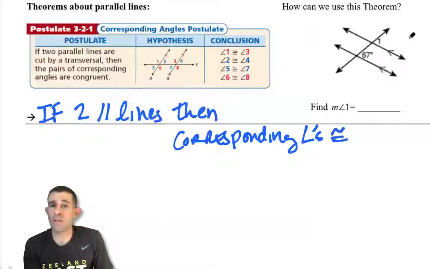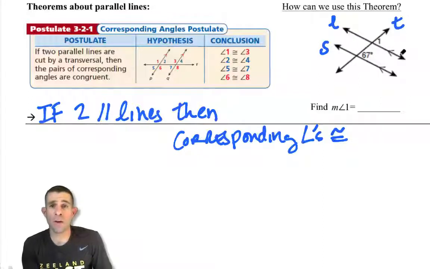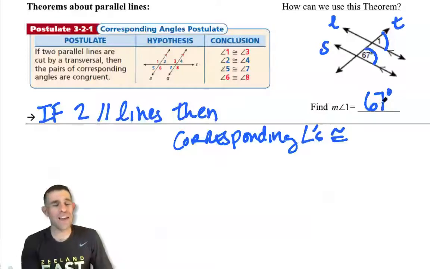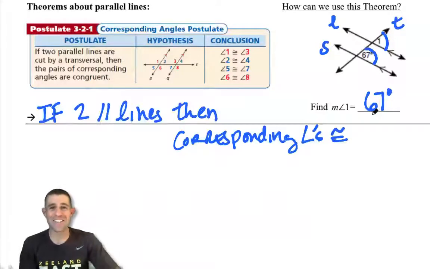So take a look here in my diagram. You see that this line L here and line S that are being cut by this transversal line T are parallel. Line L and S are parallel to each other because of the arrows. And we see that this angle here is 67 degrees. Angle 1 is in its corresponding location. Therefore, we can conclude that angle 1 is also 67 degrees.